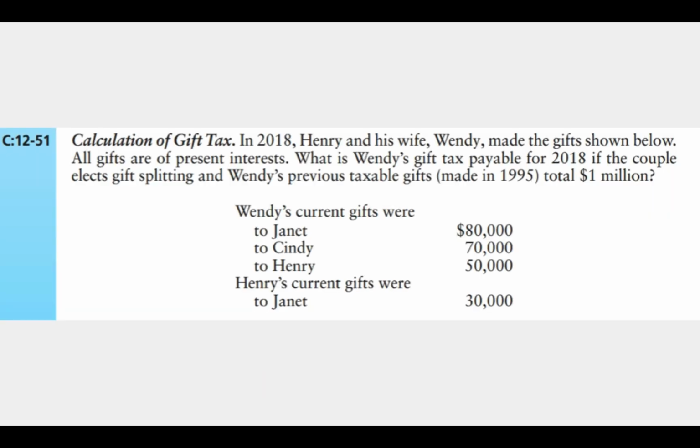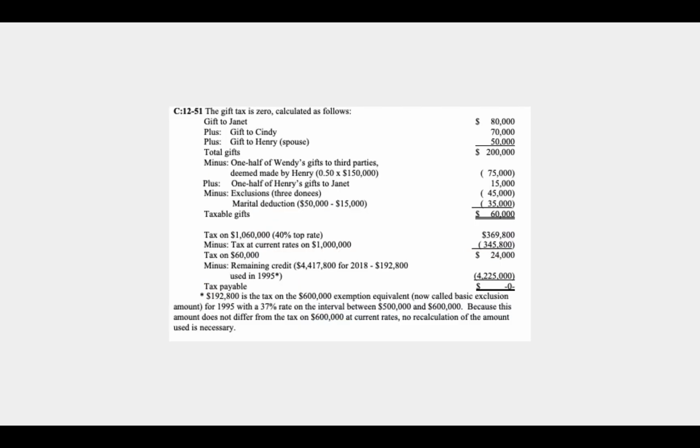All right, and in problem 51, in 2018, Henry and his wife Wendy made the gift shown below. All gifts are of present interest. What's Wendy's gift tax payable for 2018 if the couple elects gift splitting and Wendy's previous taxable gifts total $1 million? All right, so again, we have Wendy and Henry. They're going to gift split. Wendy has made 3 gifts, one of which is to Henry, and Henry has made 1 gift to Janet.